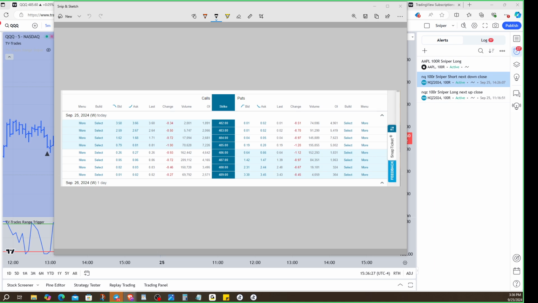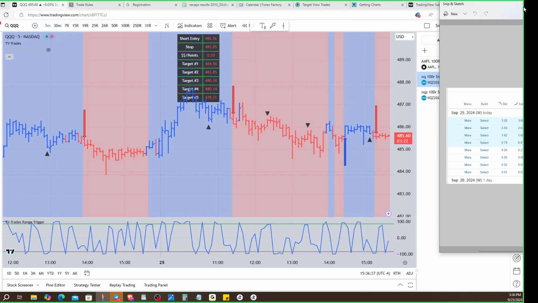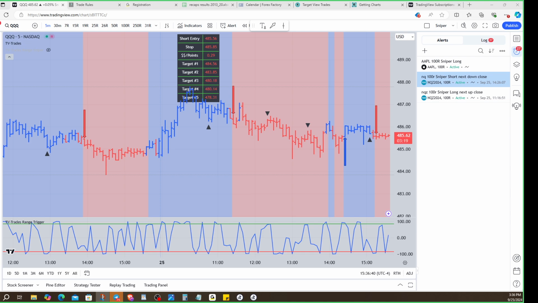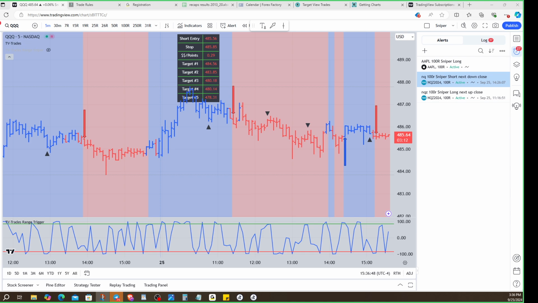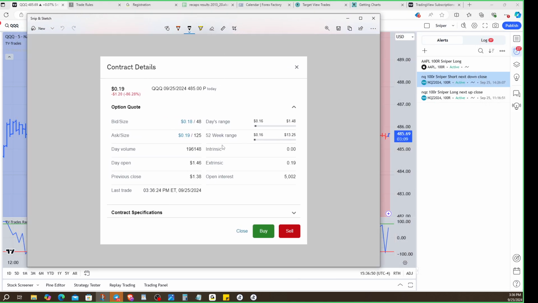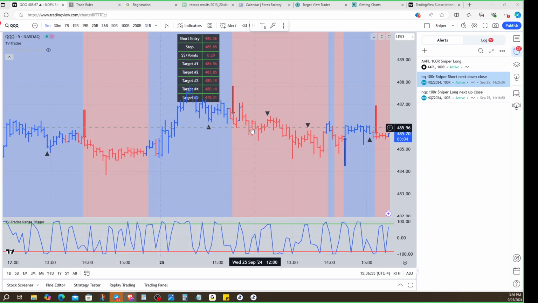Let's look at this over here. I go to More and I do Contract Details. The range of the 485 today, I just want to show, because not everybody knows anything about options. So let me just do this right here. Okay, so this is the range of the 485s. The day's range is 16 cents to $1.48. So right up here at the beginning of the day, they were probably 50 cents or something like that. And you probably had a pretty good gain as it moved down into here.